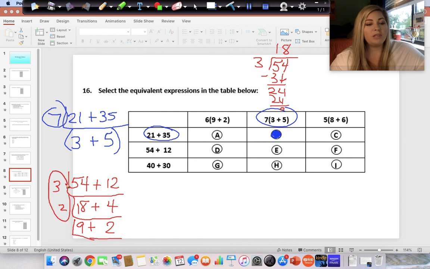What we need to do with these two numbers on the outside is actually multiply them together. So 3 times 2 gives us 6. So 6 on the outside and 9 plus 2 on the inside, which is this one.